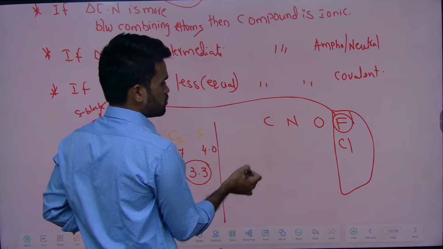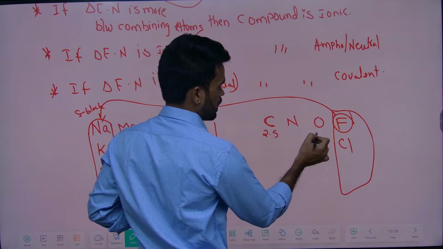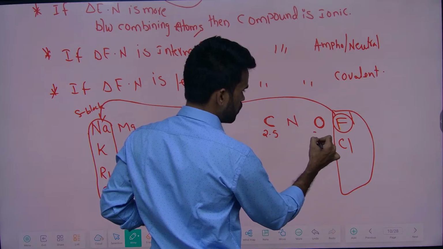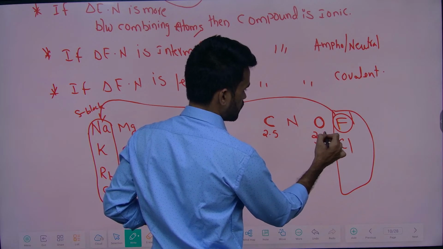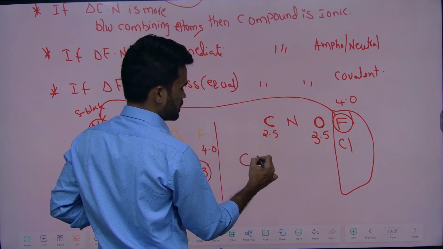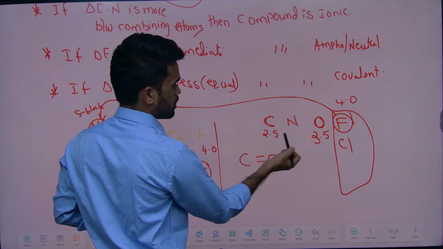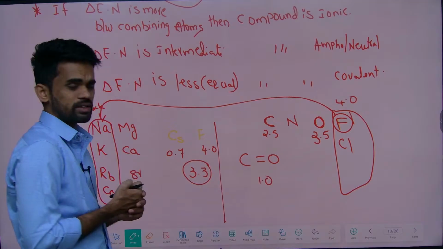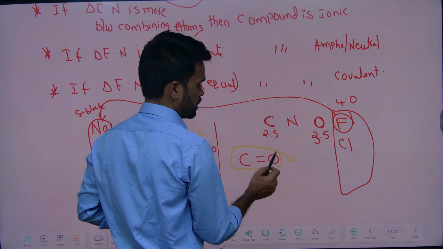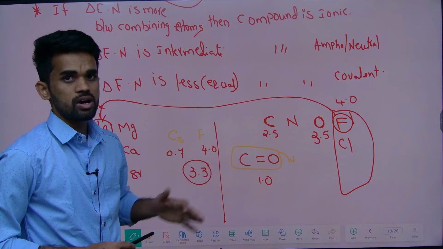Now when it comes to carbon having electronegativity of around 2.5 and oxygen having electronegativity around 3.5, because fluorine is 4.0. So here the electronegativity difference between carbon and oxygen is not much. It is 3.5 minus 2.5, just 1.0. So the compound will be mostly neutral or amphoteric. Here carbon monoxide is neutral, you can remember, a neutral oxide.